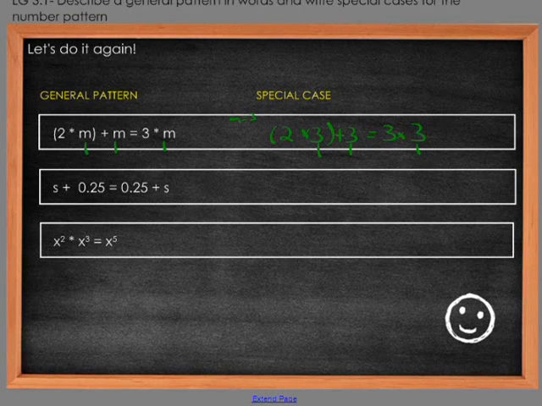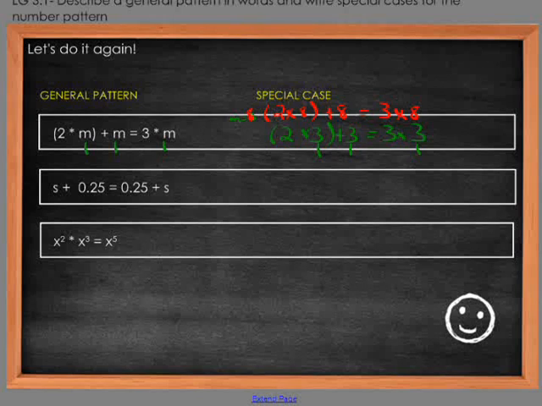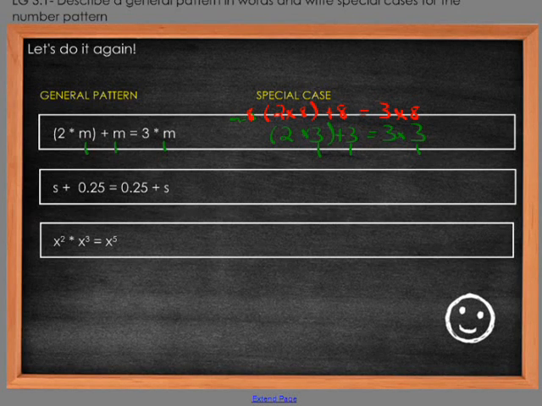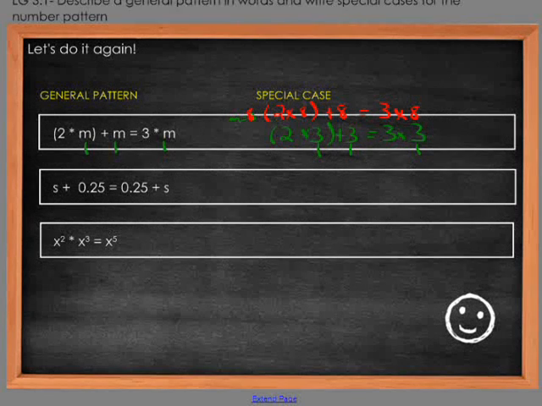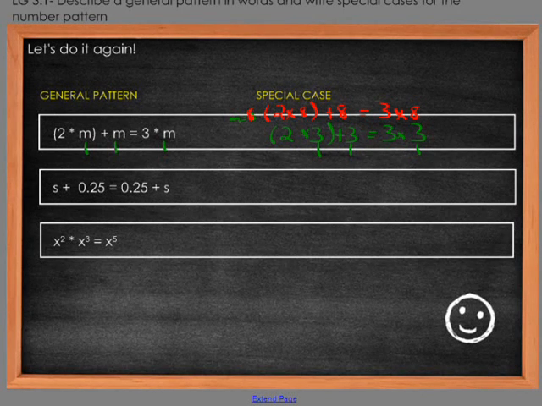Now yours may be different. You maybe had m equal 8. If you had m equal 8, yours would look like 2 times 8 plus 8 equals 3 times 8. So whatever number you chose to represent m, that's where you would put it in the equation. Now the one thing to remember in a special case is you're not going to actually go ahead and finish the equality to see if they're equal. You're just writing the special case.